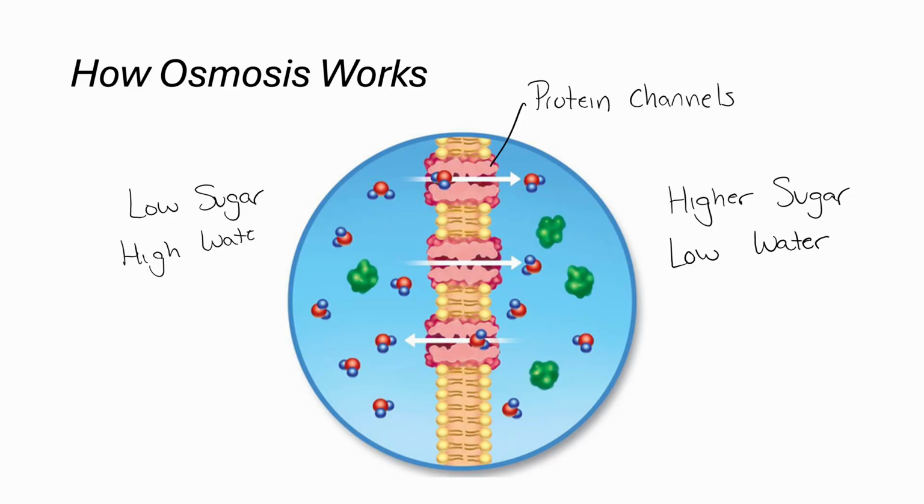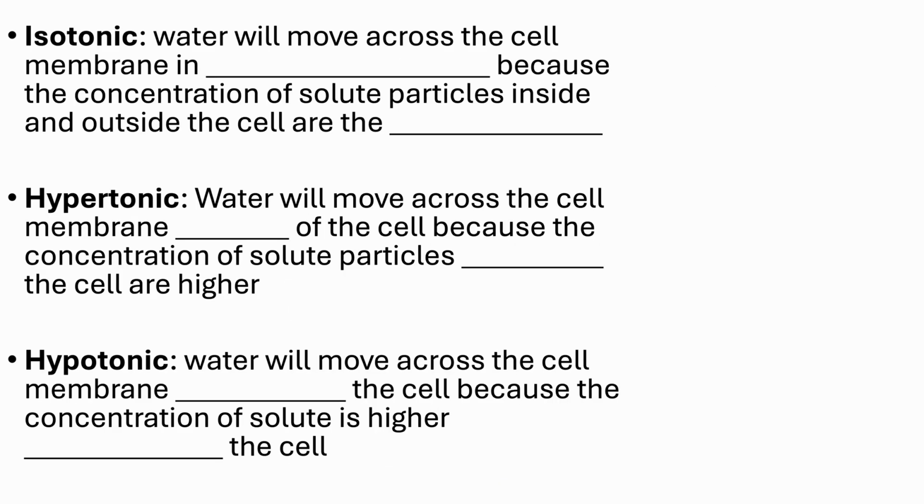So since water naturally wants to move from a high concentration to a low concentration, we would expect the net movement of water to be from left to right. And water will move until it reaches equilibrium and both sides are balanced. So we have three types of osmotic conditions that we can experience in a cell: isotonic, hypertonic, and hypotonic.